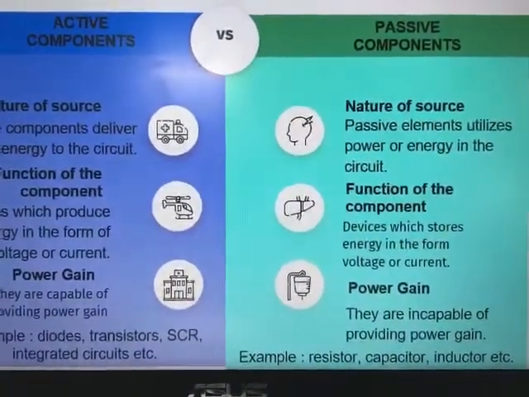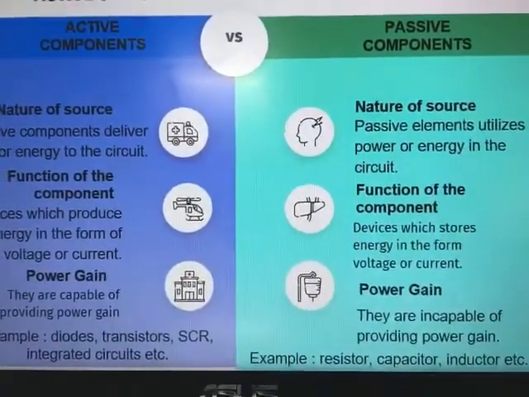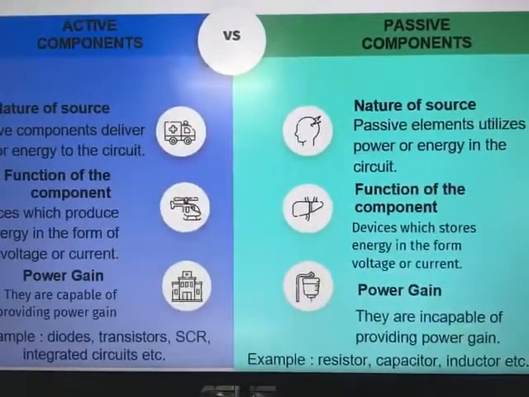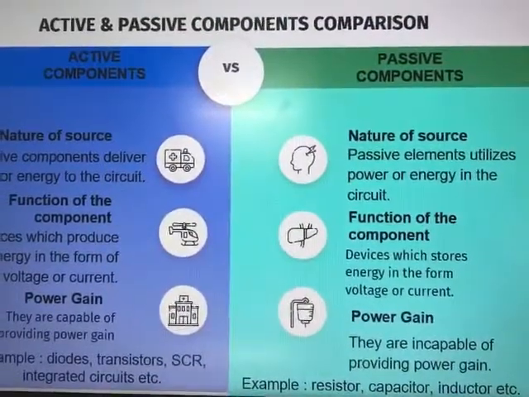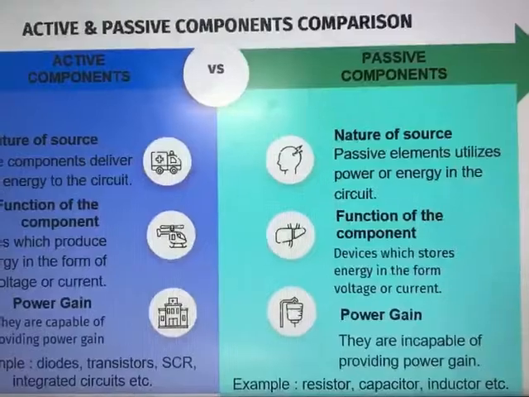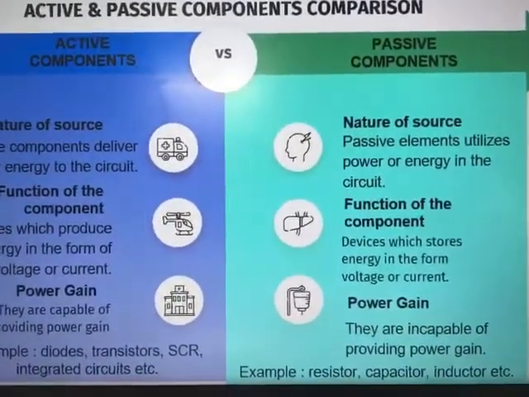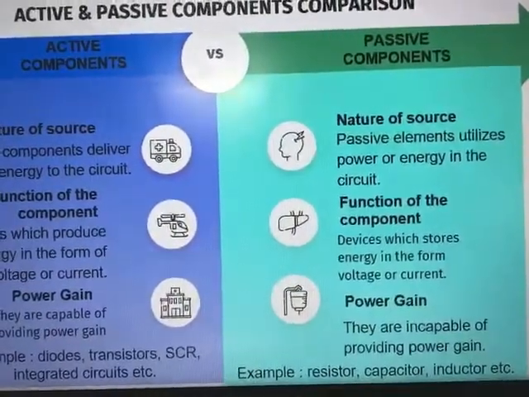For the active component, they are capable of providing power gain. Examples of active components are diodes, transistors, SCRs, and integrated circuits. For the passive component, by nature of source, passive elements utilize power or energy in the circuits. Function of the component: devices which store energy in the form of voltage or current.